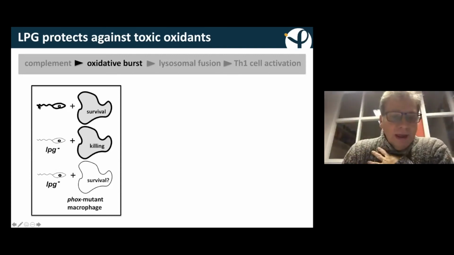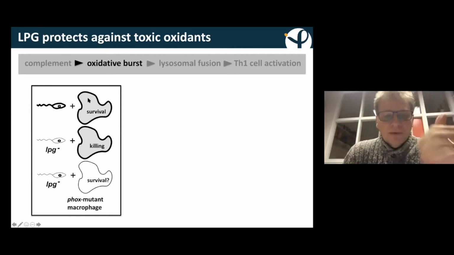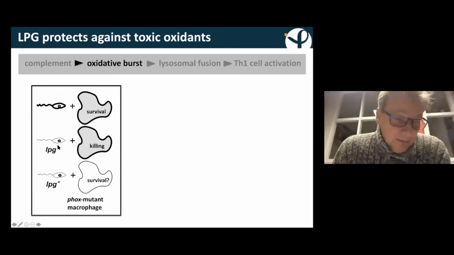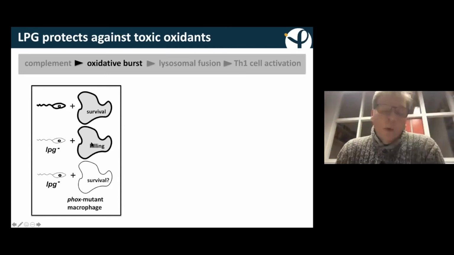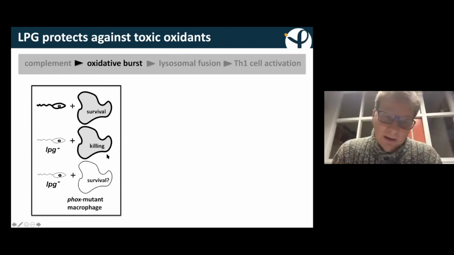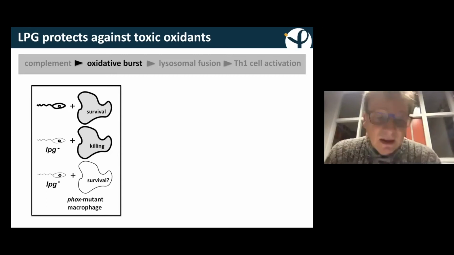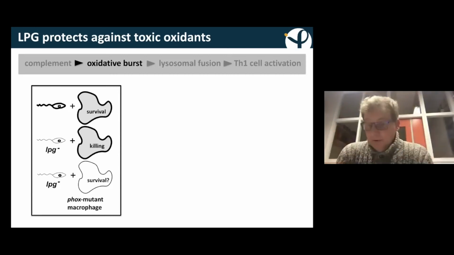So you can use a wild type parasite to infect a wild type macrophage. You can, of course, use a knockout parasite and infect a wild type macrophage. I've showed you this experiment just a few slides ago. These LPG knockout parasites, they're not doing well. They're killed in these wild type macrophages. But now comes the real experiment that will allow us to test how important are oxidants in parasite killing and in the function of LPG.